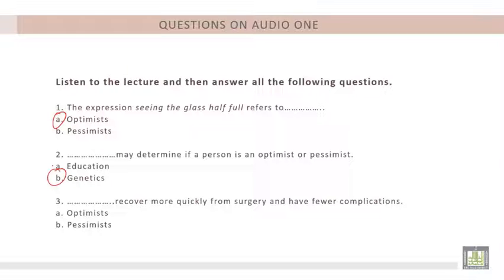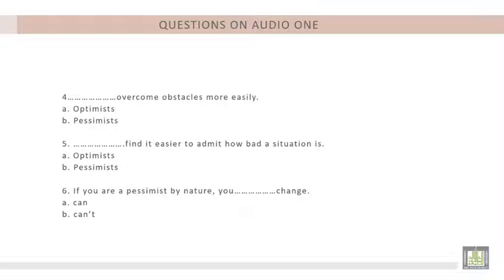3. Blank recover more quickly from surgery and have fewer complications. A. Optimists or pessimists? The correct answer is A. Optimists. Question number 4. Blank overcome obstacles more easily. Are they optimists or pessimists? Again, according to the lecturer, the correct answer is A.